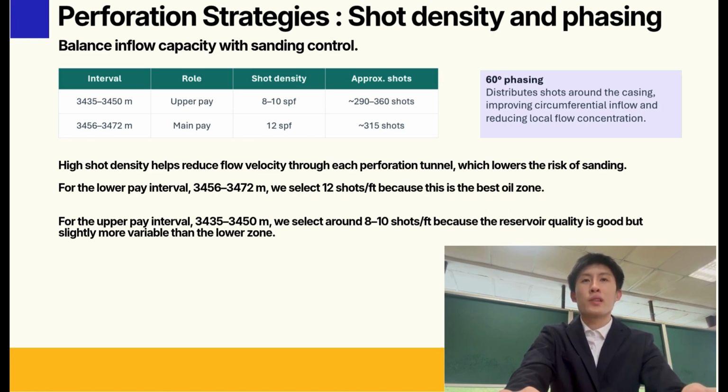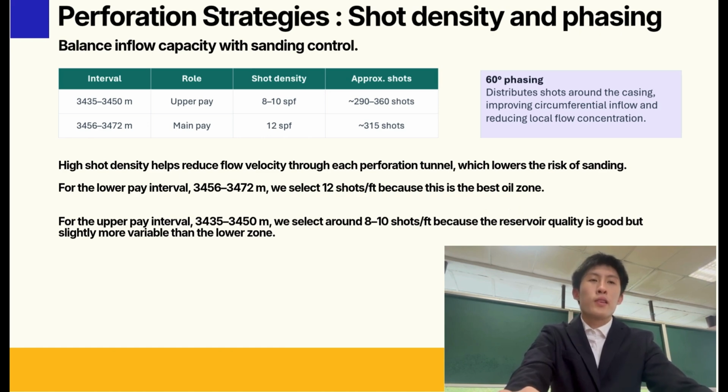But for the main pay, we are going to use 12 SPF. It's because the main pay has a higher potential to contain more hydrocarbons, so we will use more shot density in that area. And for the upper pay, we will use a lower density, 8 to 10 SPF, to save costs but at the same time still maintain the productivity.